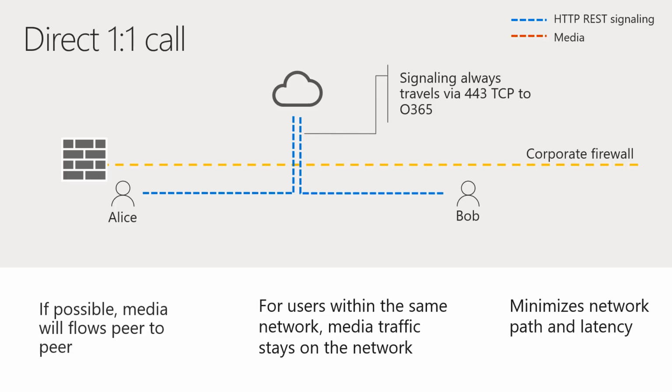The media, however, once they click on the call button, will be established as directly as possible. And this means that all the traffic can stay on the enterprise network. There's no need to do a detour over the internet to the Office 365 network. It will be just peer-to-peer. And that means that there's the lowest latency that we can possibly reach for these users.